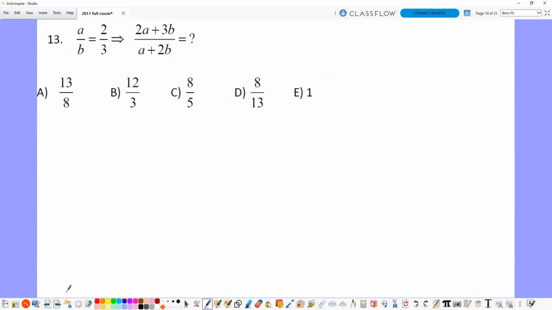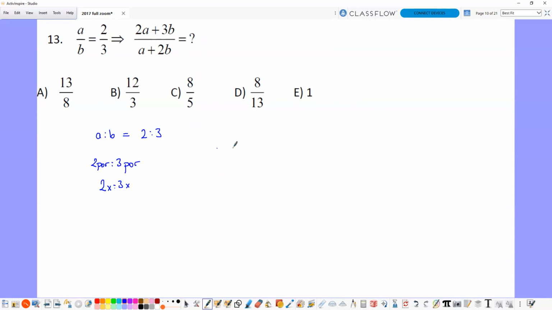Okay, this is a ratio and proportion question, and we know that a to b can also be written as 2 to 3, from the ratio and fractions topic. So a to b can be written as 2 portions to 3 portions. If I replace a by 2 portions, instead of portion I can write 2x, and 3x for b.